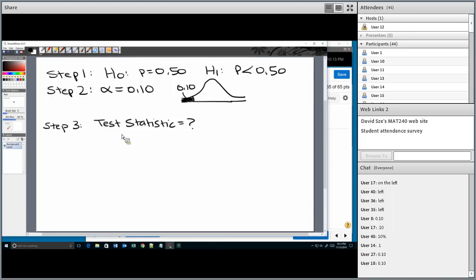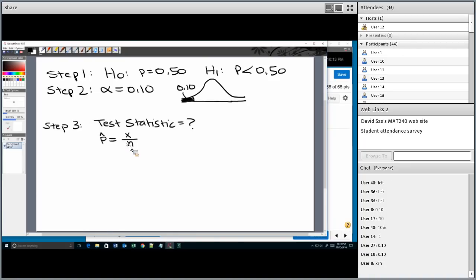The way you do this test statistic is this way. First, you have to find your p hat. P hat is the proportion from the sample. What is the proportion from the sample? So this is the sample proportion, not the population proportion, which is p. This is the sample-based proportion.